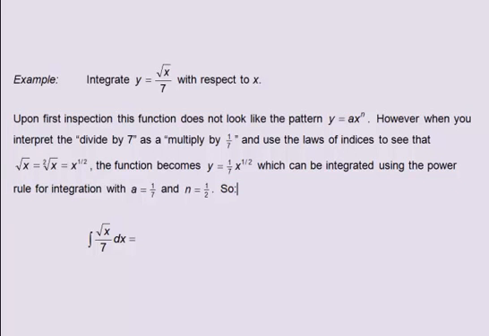So, the integral of the square root of x divided by 7 dx equals the integral of 1/7 multiplied by x to the power 1/2 dx, which equals 1/7 multiplied by x to the power 1/2 plus 1, all divided by 1/2 plus 1, plus c, which equals 1/7 multiplied by x to the power 3 over 2, divided by 3 over 2, plus c, which equals 2x to the power 3 over 2, divided by 21, plus c.